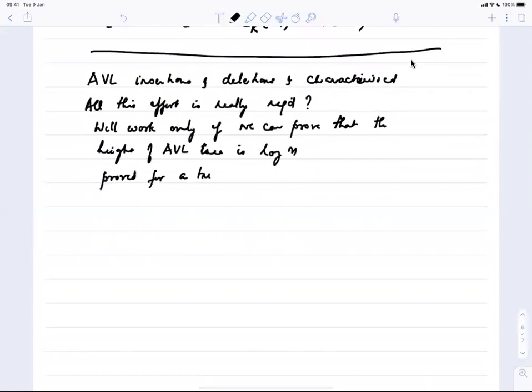tree with minimum number of nodes. Okay. So let's start with this. I have a tree with one node. Then this is AVL, yes. Okay. Now I have a tree with two nodes. This is AVL, balance factor is -1 here, 0 here.